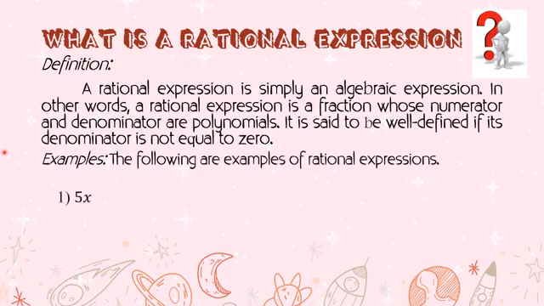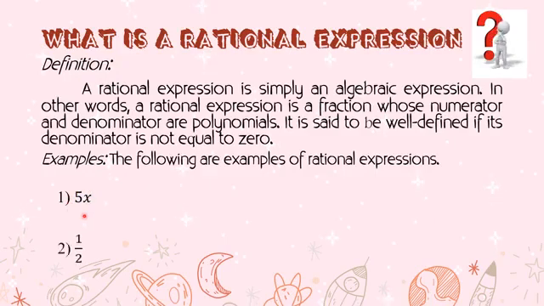Okay, so example number 1, you have 5x. 5x is a rational expression because our numerator is 5x and 5x is a polynomial. And also you have the denominator. The denominator is 1. It is understood to be 1 when there is no denominator. Okay, and 1 is also an example of a polynomial. So based on our definition, this is now a rational expression because the numerator and denominator are all polynomials.